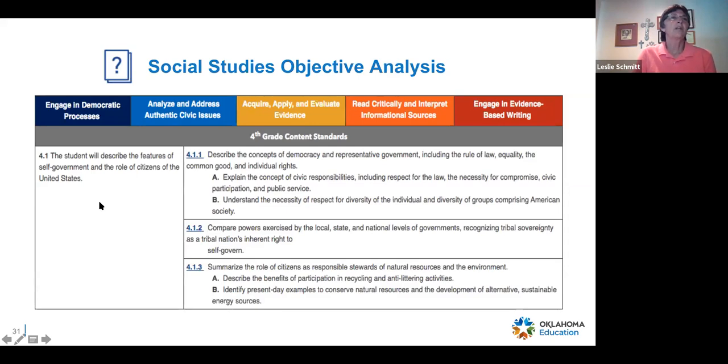In this objective, 4th grade, first objective, the students will describe the features of self-government and the roles of citizens in the United States. Once you get to the standard content, it will be broken down further into objectives. It will give you what that objective is. Again, you can also click on the hyperlink for that objective, and it will give you more information and ideas for lessons in that area.